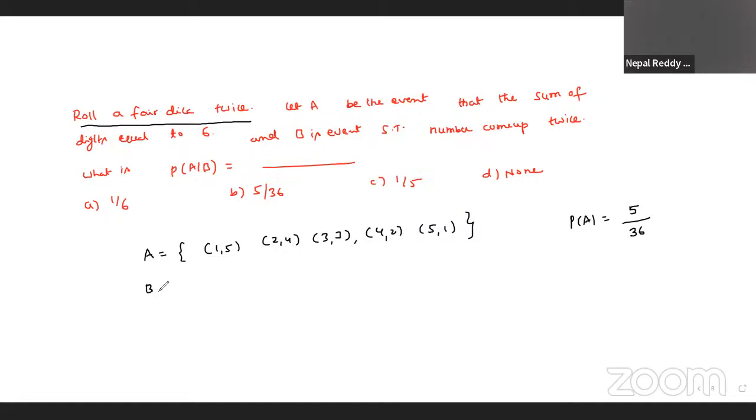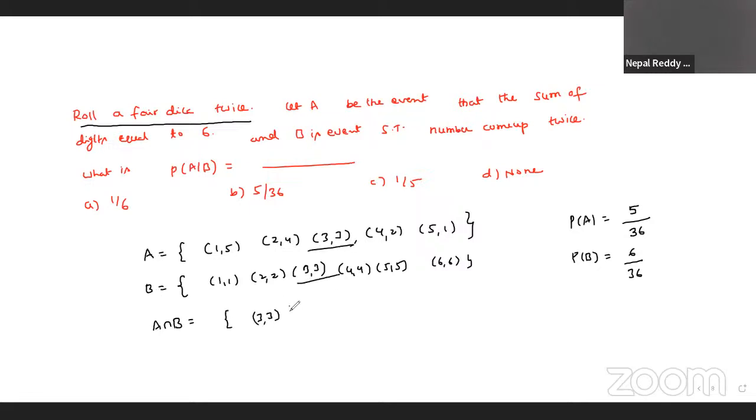Next, B is the event given that the same number comes up twice, nothing but (1,1), (2,2), (3,3), (4,4), (5,5) and (6,6). Total there are 6 favorable outcomes, divided by 36. Next, we know that here A intersection B is only one case, (3,3).